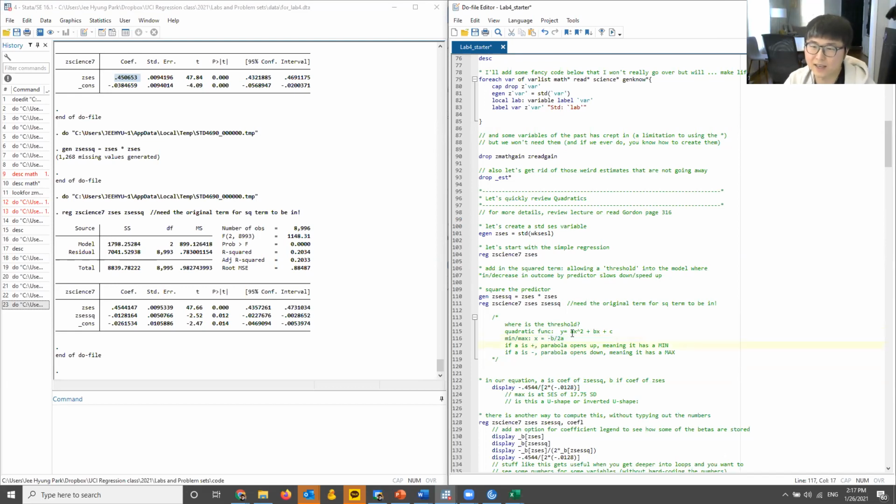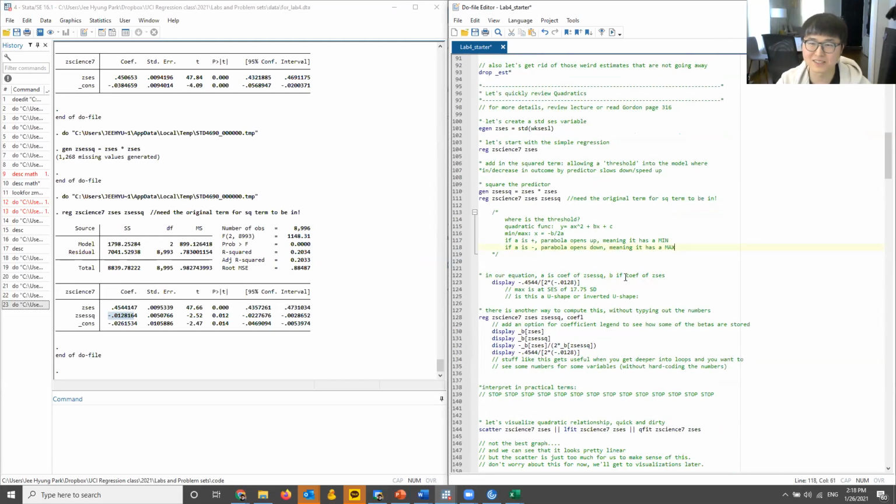If a, the term in front of the x squared, which is here, is negative, that means the parabola opens down, meaning you have an upside down u. If it's positive, it opens up, you have a u shape, and so forth. You have seen this. Just review, just in Stata language, right?